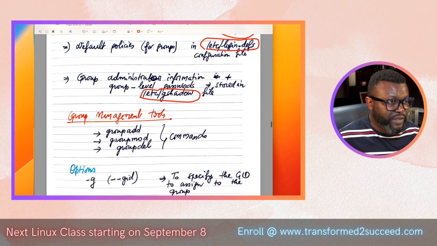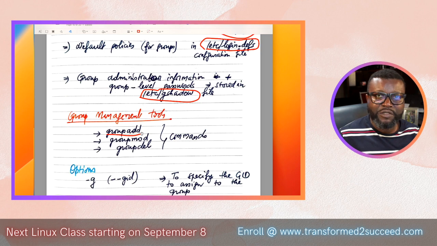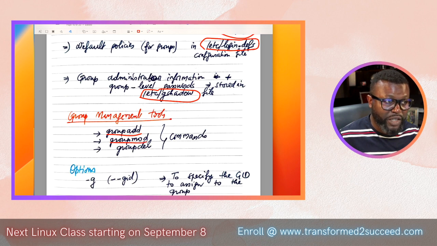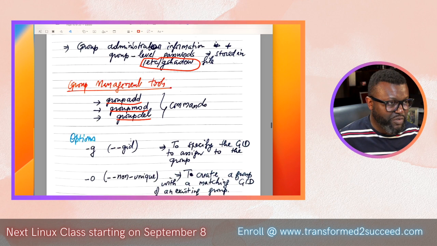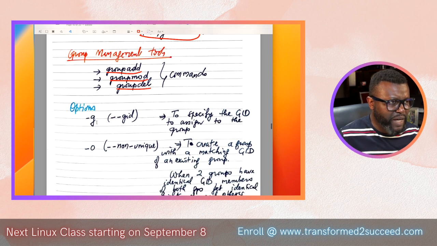And the key commands that we use: for users, we use useradd, but in the case of groups, we use groupadd. To modify or manipulate user accounts, you use usermod, but for groups you use groupmod, and to delete, groupdel. For users, it's userdel. So that's the difference. It's the same thing: add, modify, and delete. So that's what you keep in mind.